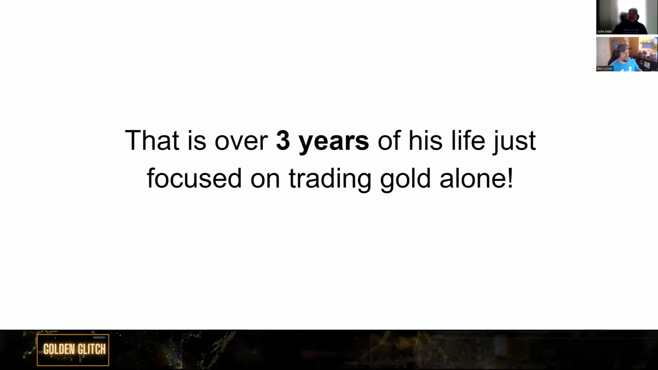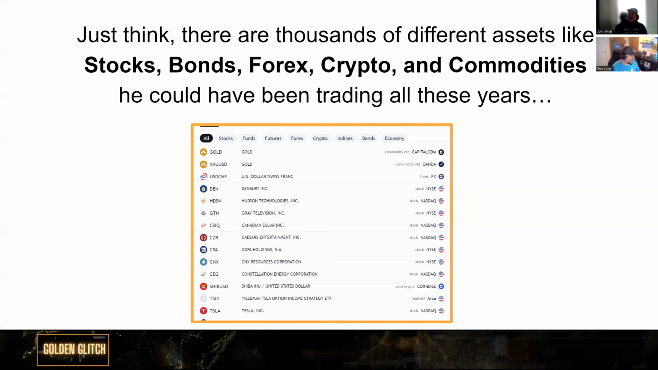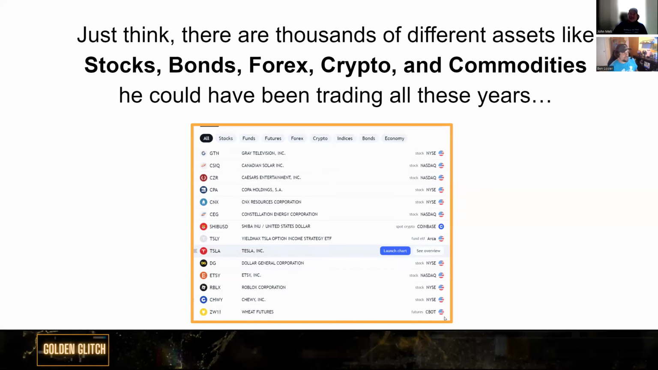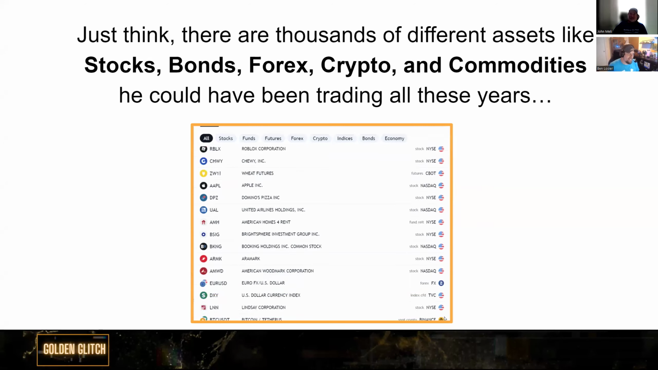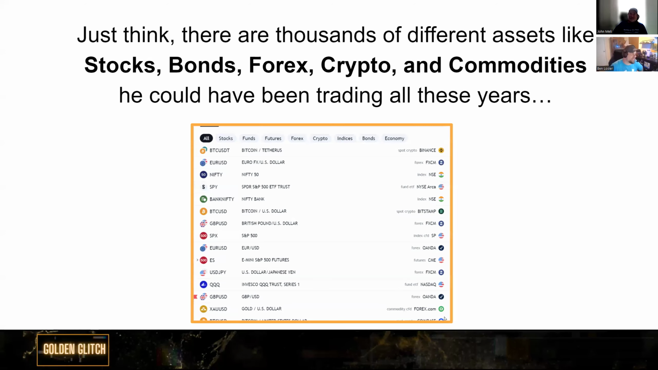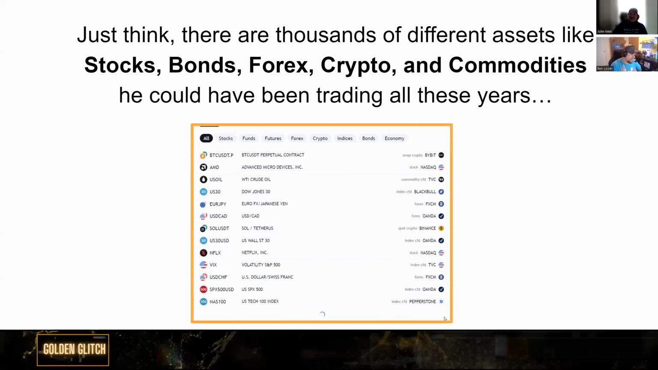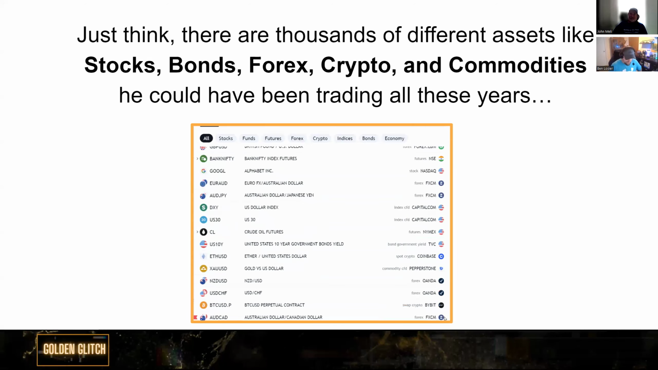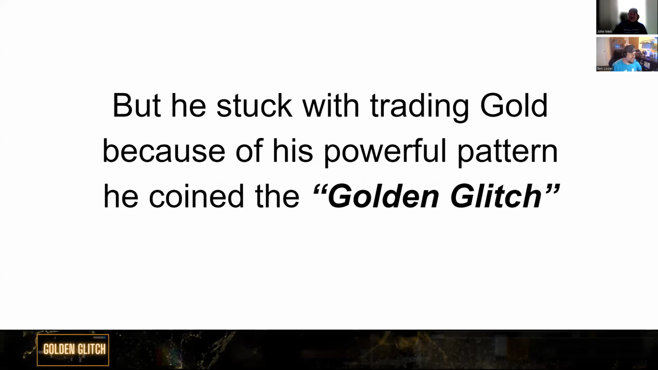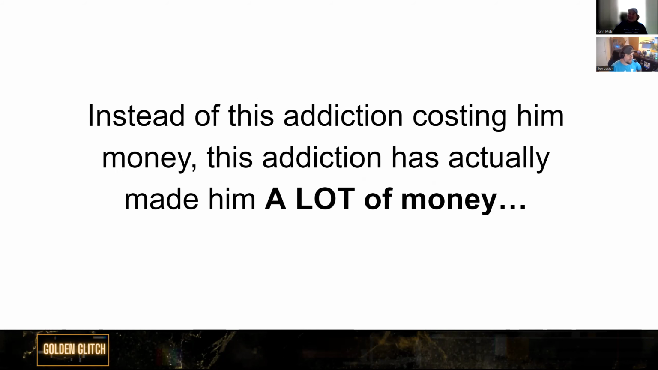So think about that for a second. That's over 3 years. That's 3 full years of staring at the gold chart. So he's got to know something about this. Just think, there are thousands of different assets. So stocks, we've got bonds, forex, crypto. Look at all these, and these are just a drop in the bucket. But he's stuck with trading gold, and because of his powerful pattern, he coined the golden glitch.